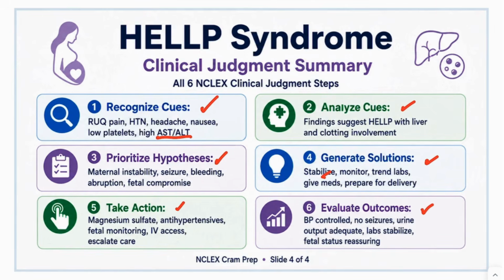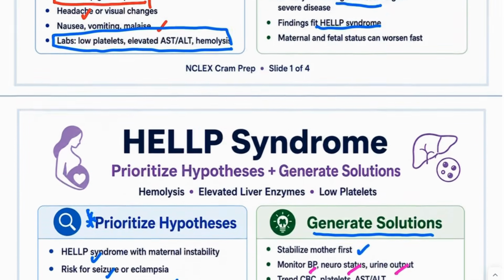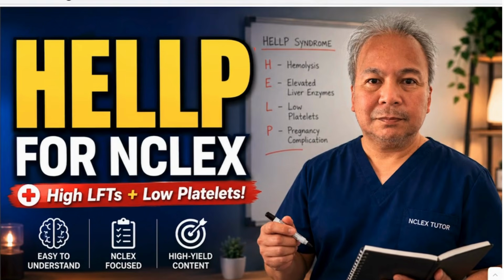So here is the NCLEX takeaway. Do not memorize HELLP as three abnormal lab values. Think of it as a progressive obstetric emergency. Right upper quadrant pain plus elevated liver enzymes plus falling platelets should immediately change your level of concern. And when NCLEX asks what matters most, think maternal stabilization, seizure precautions, fetal assessment, and preparation for delivery. So this is HELLP syndrome through the clinical judgment model lens.